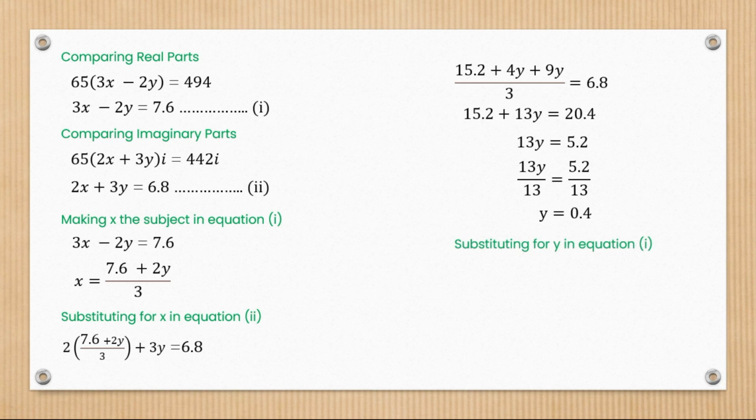Alright, so substituting for y into equation 1, we're going to end up having that, and then I'll make 3x the subject. 7.6 plus 0.8 is 8.4, and then x is going to be equal to 2.8. Now once I've reached this level, I've actually solved the equation as easy as that.